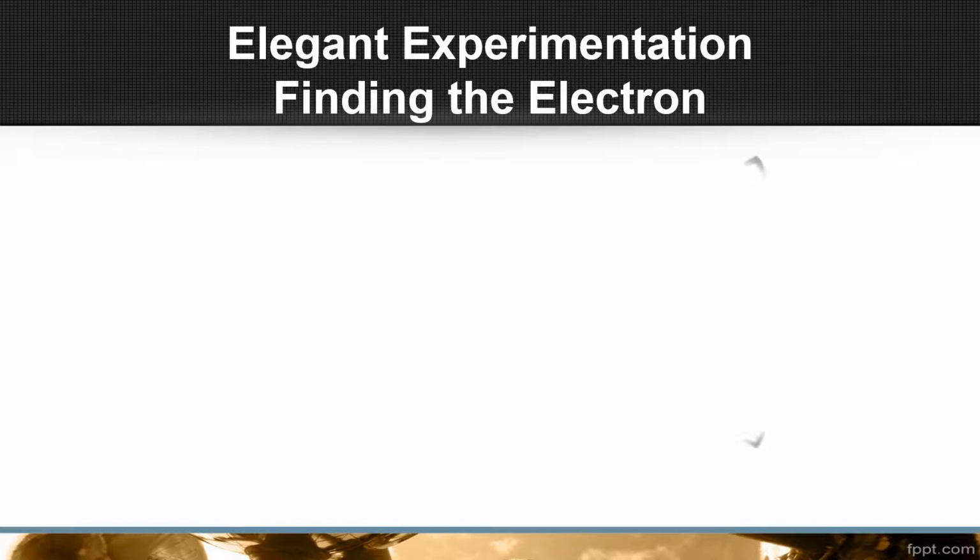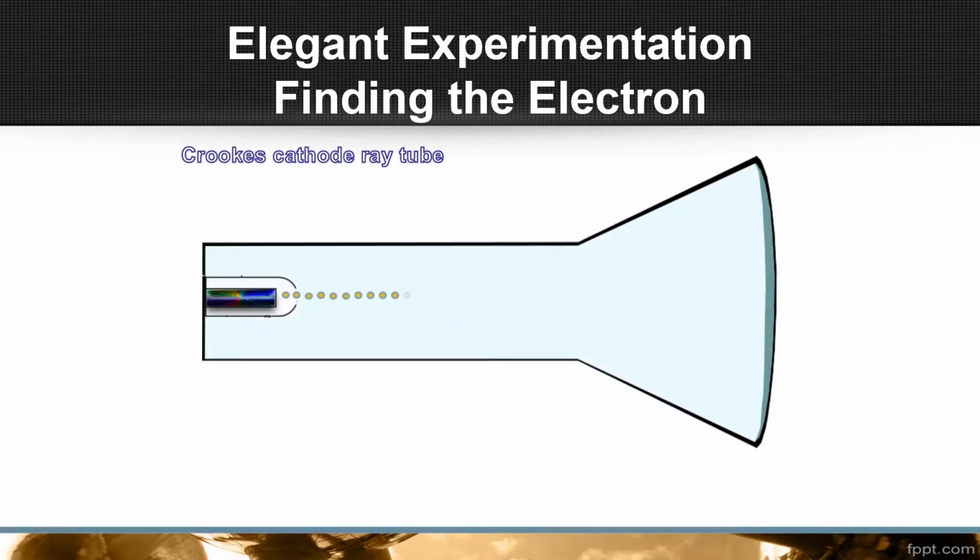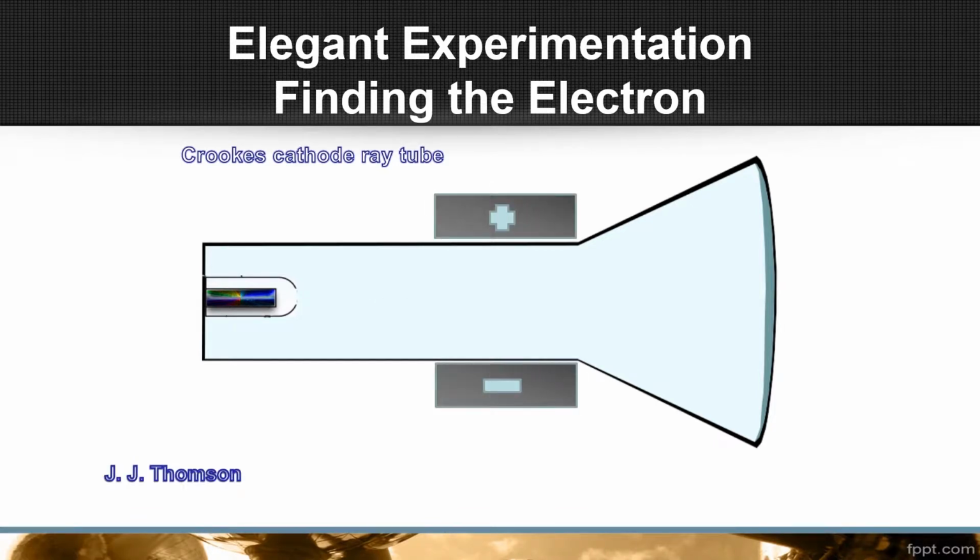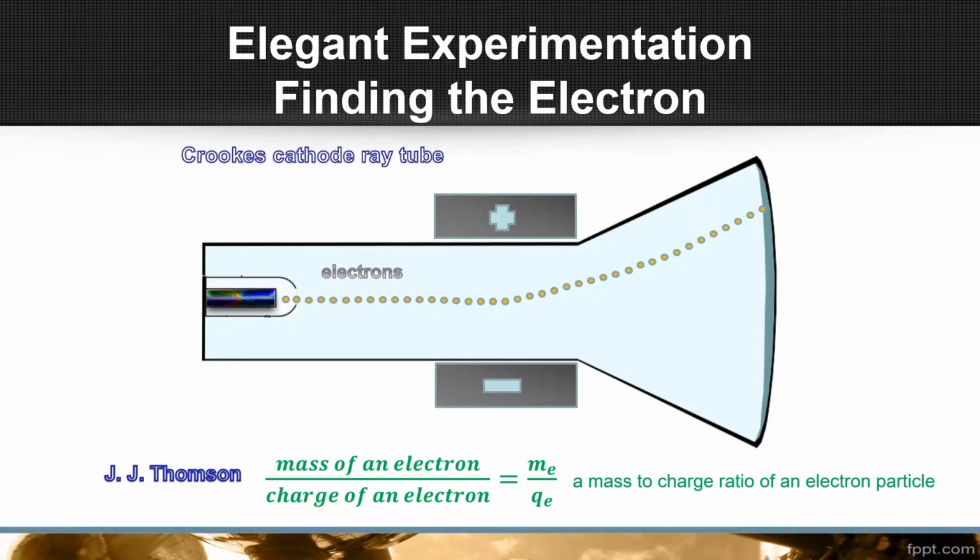In the 1870s, Sir William Crookes, an English scientist, developed cathode rays in a vacuum tube, but nobody was sure what the rays were. In 1896, another British physicist, J.J. Thomson, found that these cathode rays were negatively charged particles because they were attracted to positive charge and repelled by negative charge. He called these negatively charged particles electrons. By deflecting the stream of particles with a known charge, he was able to figure out the mass of the electron relative to its charge, which we call the mass-to-charge ratio of an electron, which is simply the mass of the electron divided by the charge of the electron.